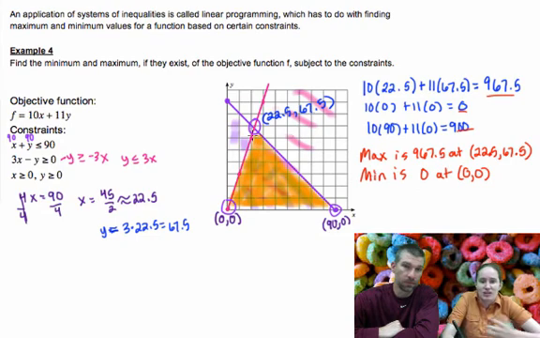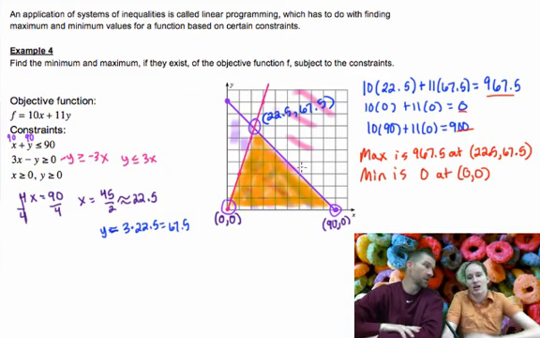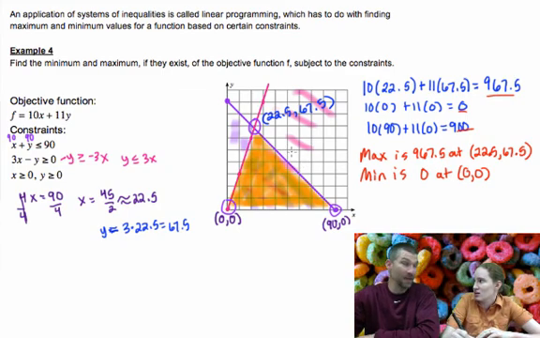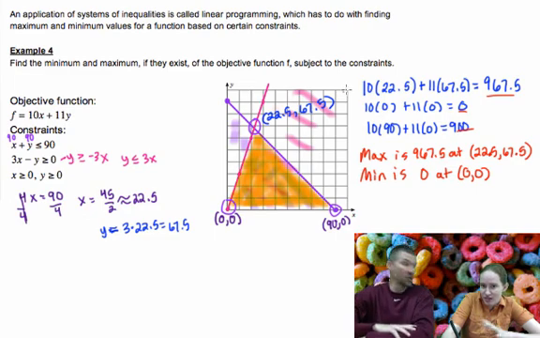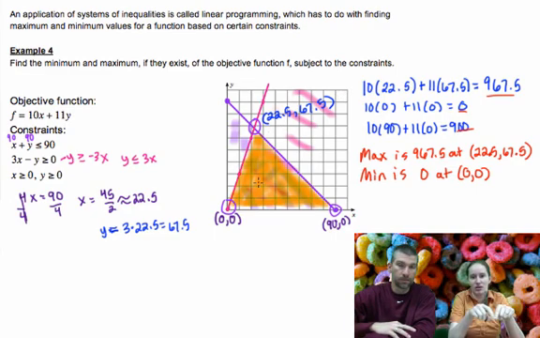Now, because it says if possible, or if they exist, a max wouldn't exist if your shading just keeps going up and to the right. There's no end to the shading. But since we have a triangle, there is a biggest number that we can plug in and get, and there is a littlest number that we can plug in and get. So both of them exist. And that's it for that. There you go.